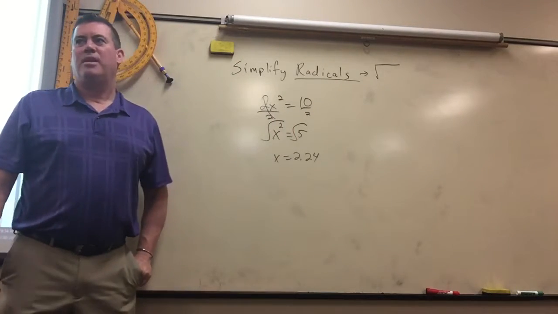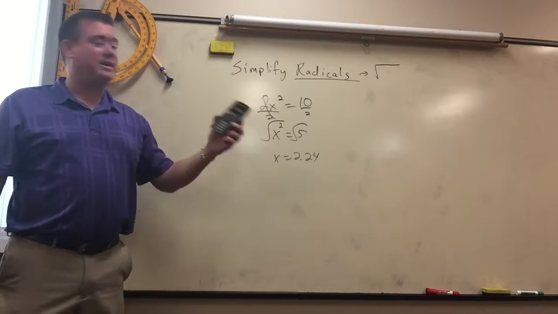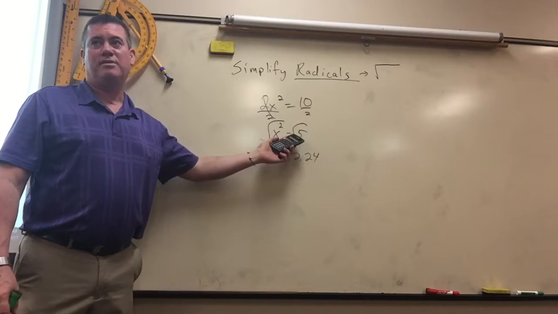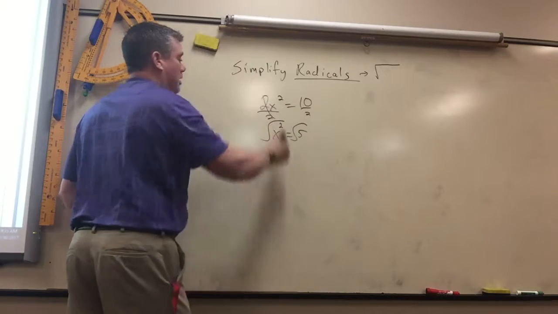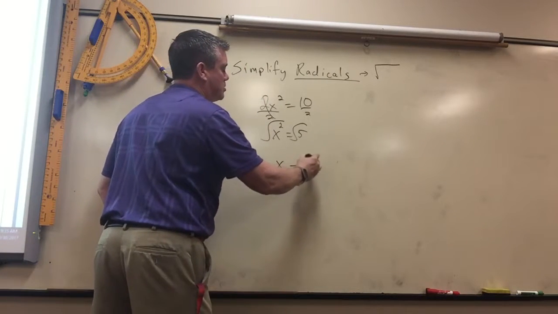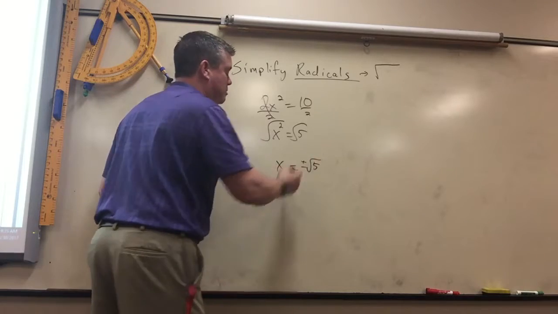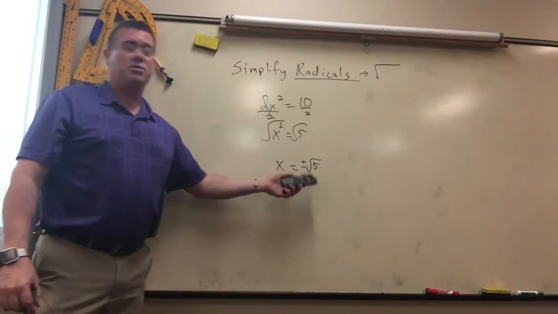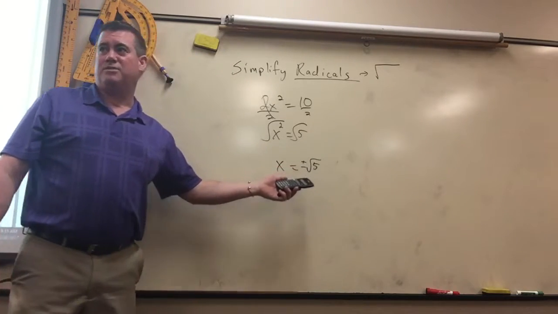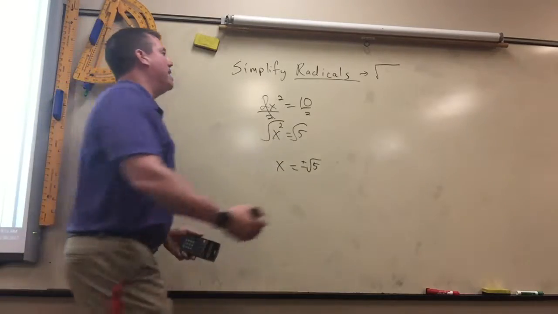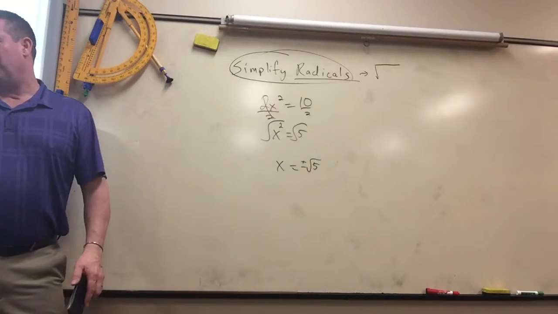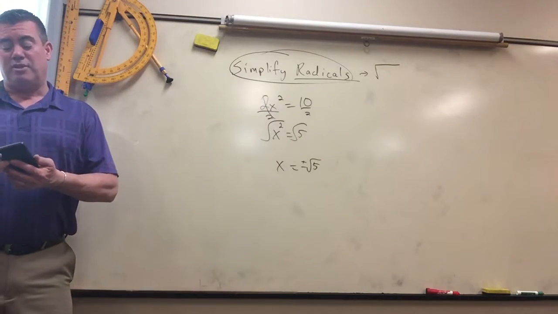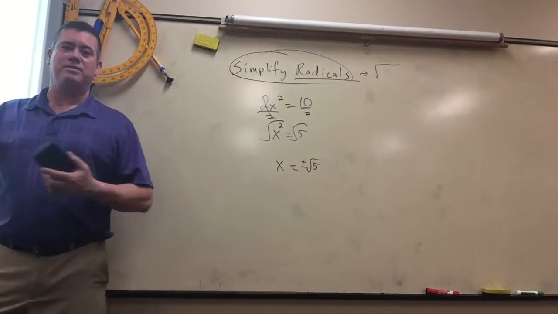Now, what we're going to be doing now is they're going to say leave it in simplest radical form. What that means is you don't use a calculator, you just leave it as a square root. So instead of writing it as a decimal, you just say x is the square root of 5. And again, it's plus or minus. Anytime you see that, leave it in simplest radical form. So today what we're doing is simplifying radicals.